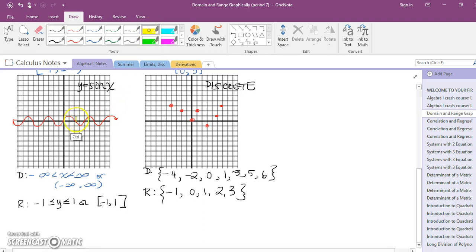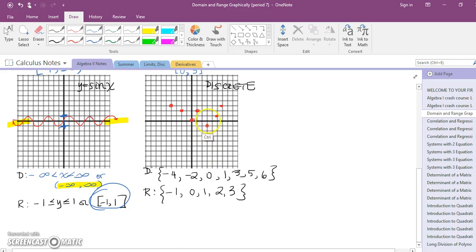All right, let's see how you did. So since this graph goes left forever and then right forever, my domain is negative infinity to infinity. Now this graph does not go up and down forever. The lowest it goes is here. The highest it goes is here. It does include negative 1 and 1 because it actually hits those points. So I'm looking at this or that.